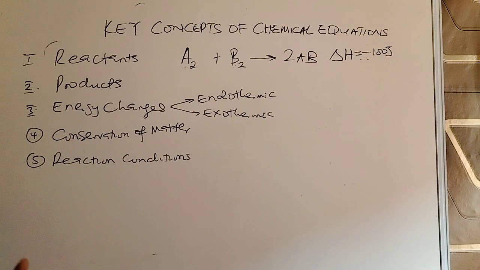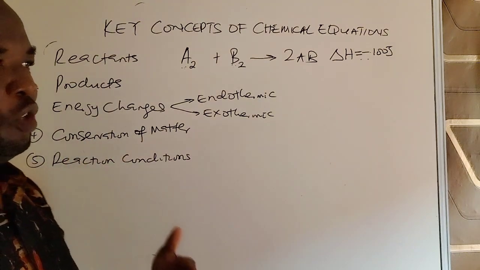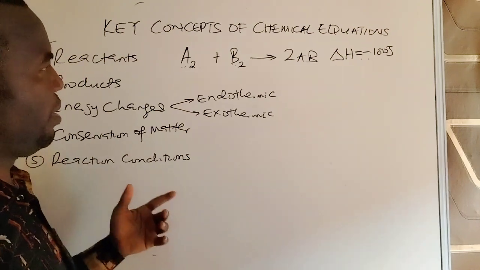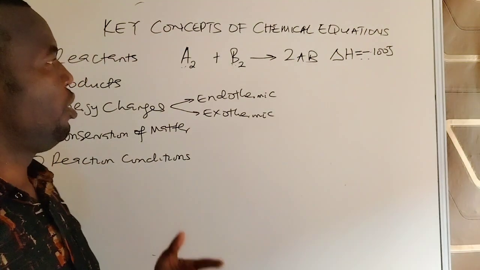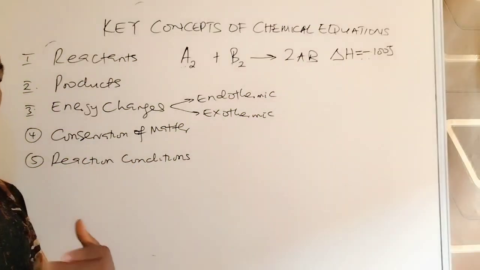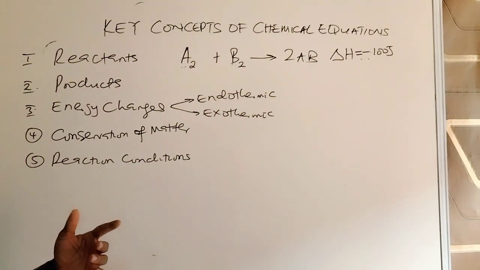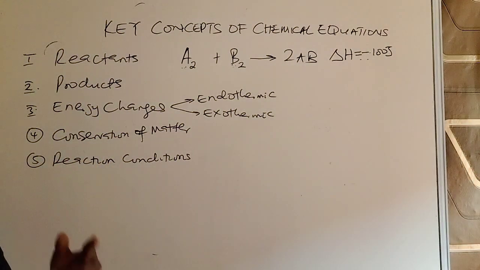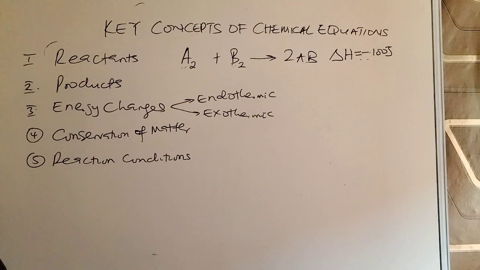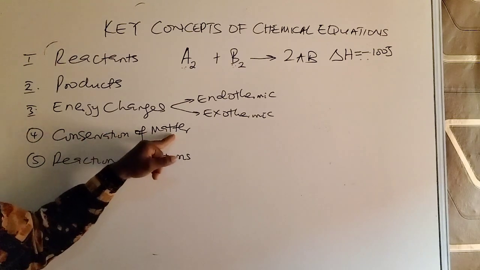All balanced chemical equations obey the law of conservation of matter or mass, which states that matter is neither created nor destroyed in the chemical reaction, but can be changed from one form to the other. I repeat, matter is neither created nor destroyed during a chemical reaction, but can be changed from one form to the other. So all balanced equations obey the law of conservation of matter.